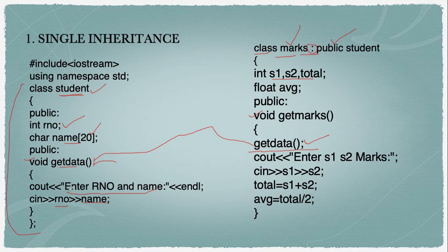In get data it will ask you to enter roll number and name. The user will give the details. It will store them into RNO and name. After that, I want to show a message like enter S1, S2 marks. Then the user will give the marks. I want to store them into the S1, S2 variables which we already declared in the marks class. After the user enters these two values, I want to calculate the total and average, and store them into the total and average variables.